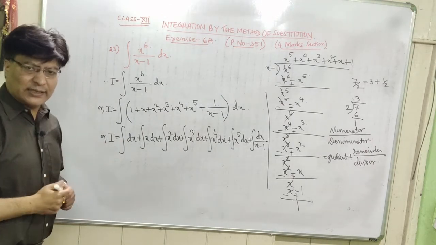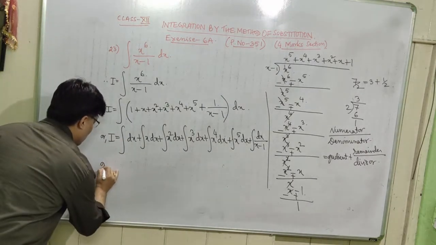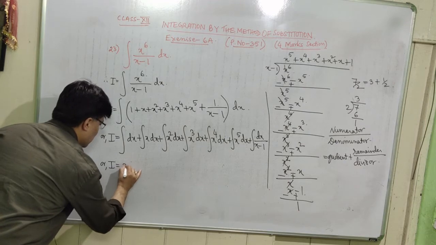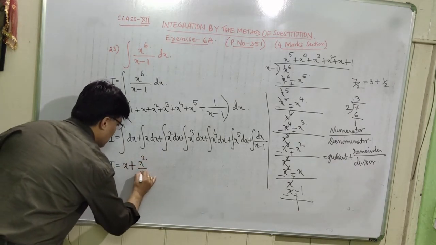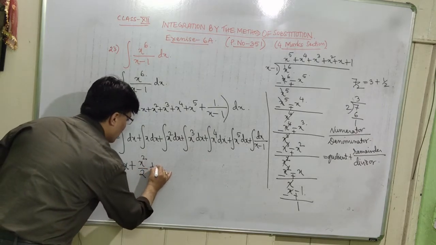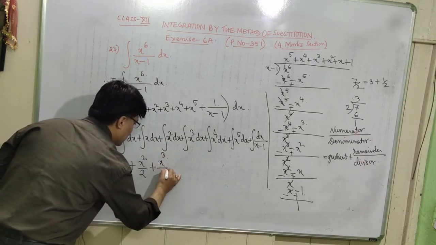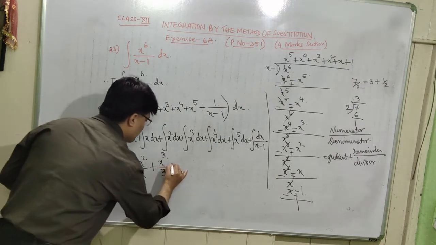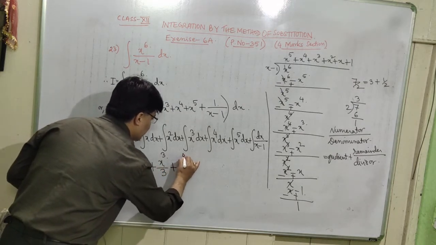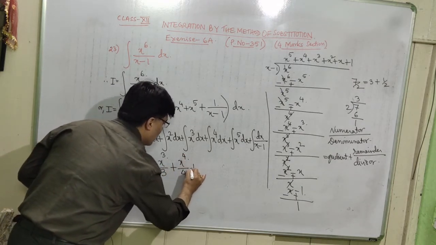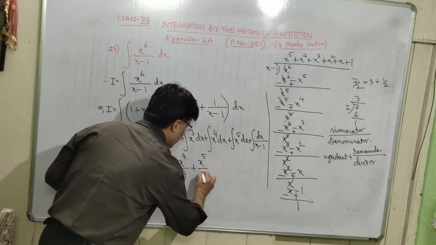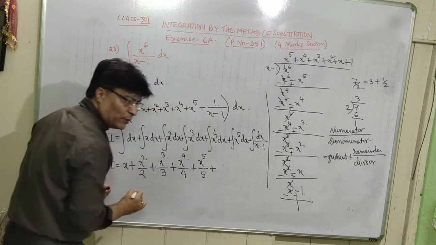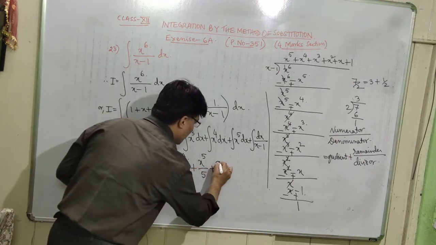So you can easily integrate them now. Or I is equal to, what is integral sine dx? X. What is integration of x? X square by 2. What is integration of x square? X cube by 3 plus what is integration of x cube? X to the power 4 by 4 plus what is integration of x to the power 4? It is x to the power 5 by 5 plus what is integration of x to the power 5?